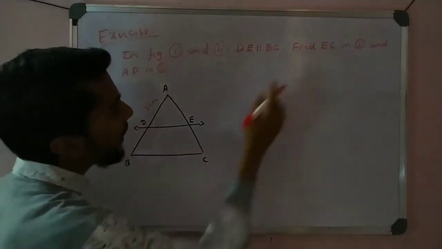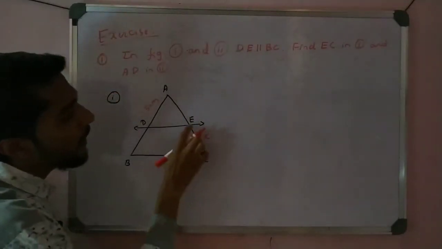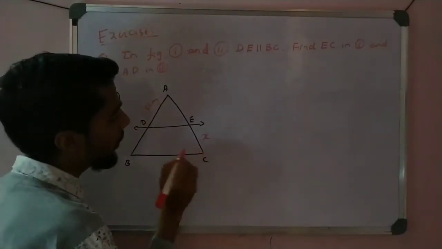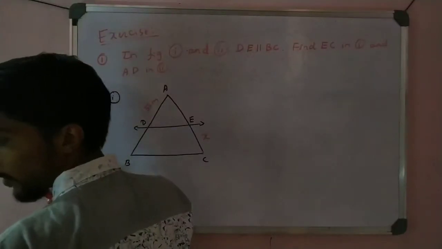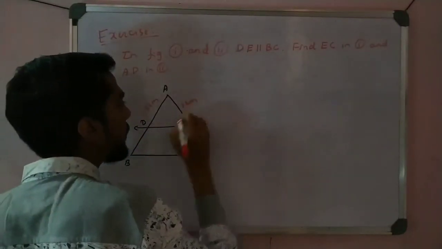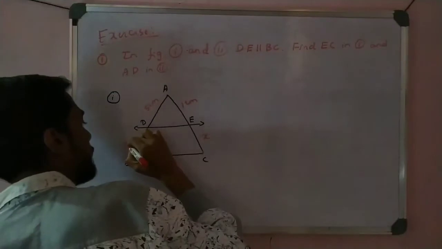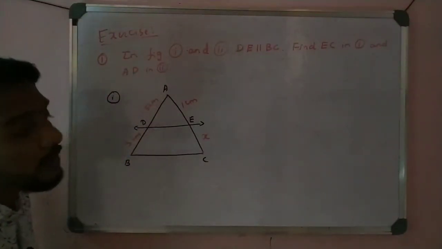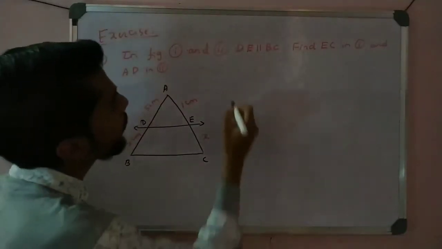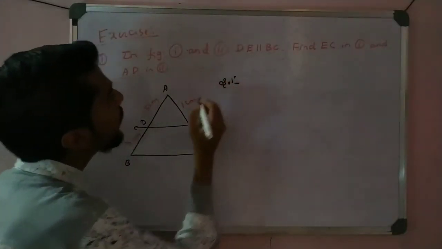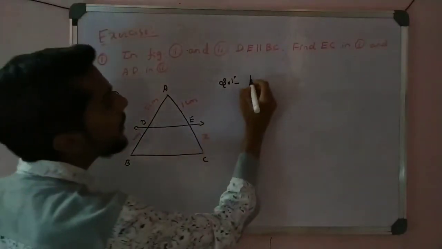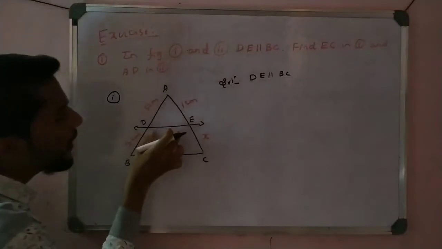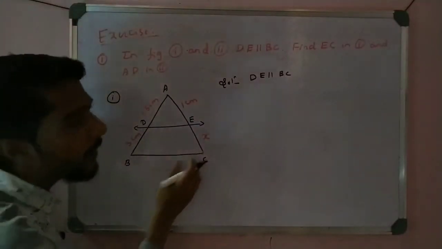So we have to find EC. In figure 1, we can take EC is equal to X. Next, this side is equal to 1 centimeter, and this side equal to 3 centimeter. So please first solve this one and then come to the second one. In the question it is given in the figure, DE is parallel to BC.